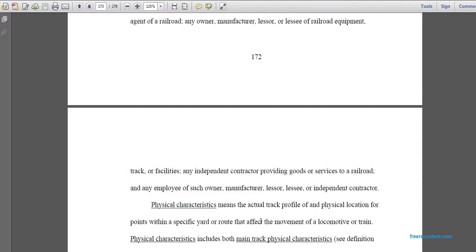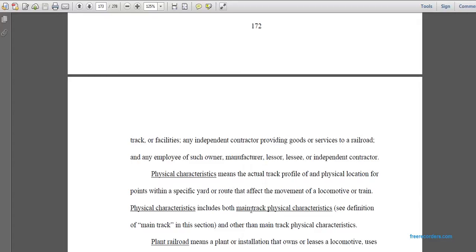Physical characteristics means the track profile, the physical locations, and the points of a specific yard or route that affect the movement of the locomotive or train. Physical characteristics include main track physical characteristics. See the definition of main track in this section. Other main track physical characteristics.